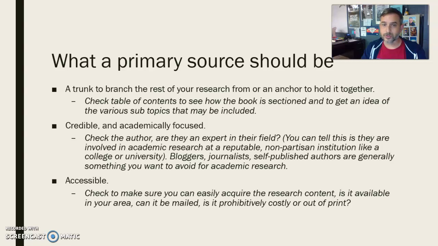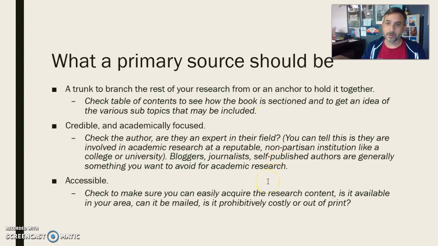Your primary source should be a trunk, something to branch the rest of your research off of, something to anchor and connect it all together. When you're looking for available primary resources, it's always good to check the table of contents. You can get there on Amazon on the look inside part. It's right above the picture of the book. Get to the table of contents, see how the book is separated into sections. If it gives you chapter titles that have descriptions, that's excellent and really helpful as well, because you can get a sense for some of the subtopics that may be covered in your book that you weren't aware of just based on the main title.